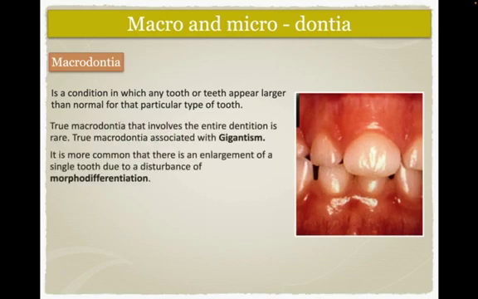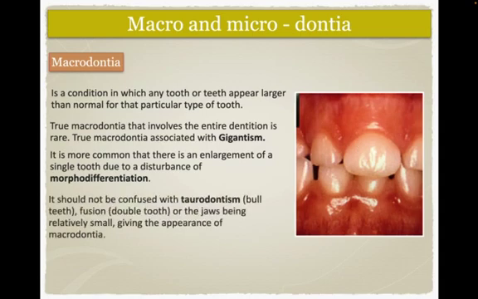Now macrodontia can be true, in which all the teeth are bigger. This is extremely rare, and it's usually seen in patients with gigantism. However, it's more common to see an enlargement of a single tooth, a macrodontia of a single tooth, which is usually caused by a problem or disturbance in the morphodifferentiation.